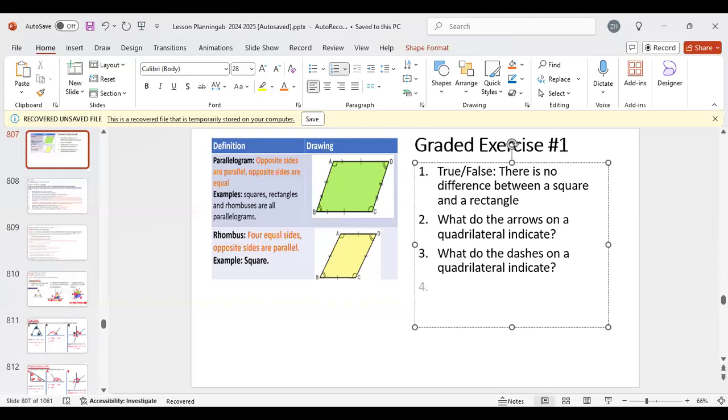We don't have to write this in our box? No, just write the answers in the chat.